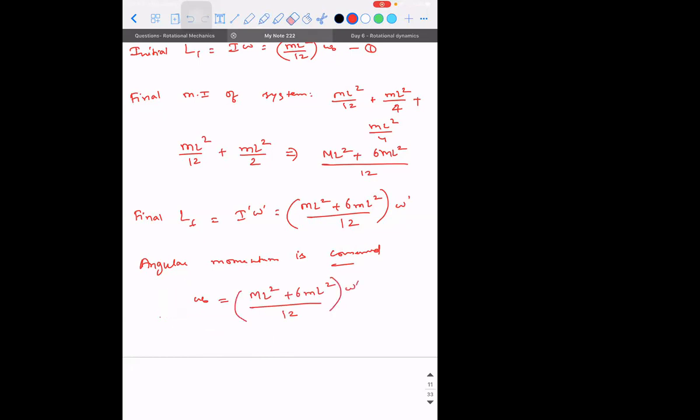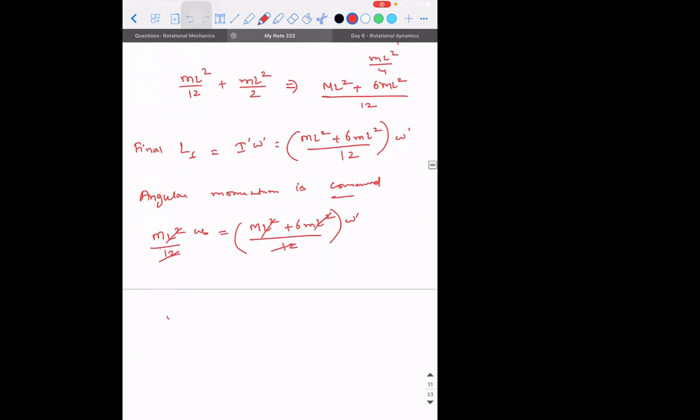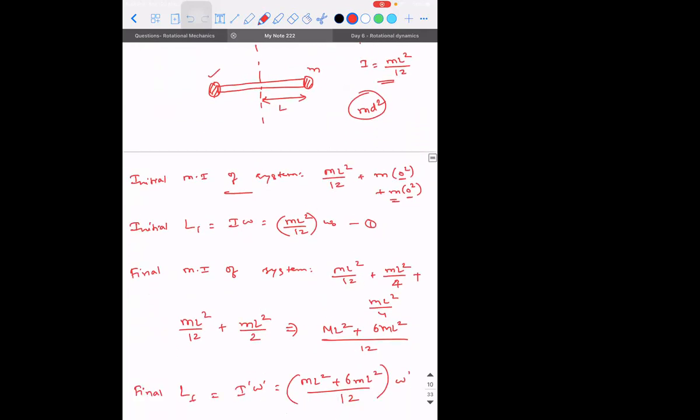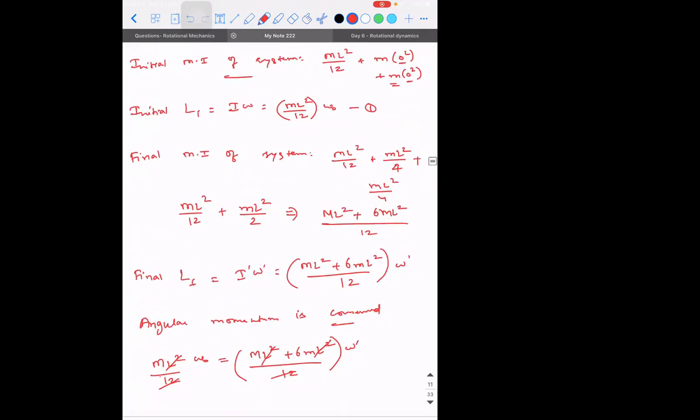Then ML square divided by 12, 12 and 12 are left out. L square is gone. So what is it that you are left with? Omega dash is equal to capital M omega naught divided by capital M plus 6 small m. Is there an option like this? Capital M omega naught divided by capital M plus 6 times small m. Right? Make a note of it.